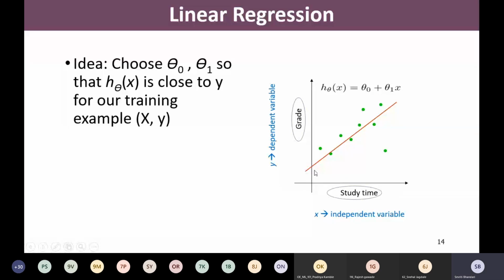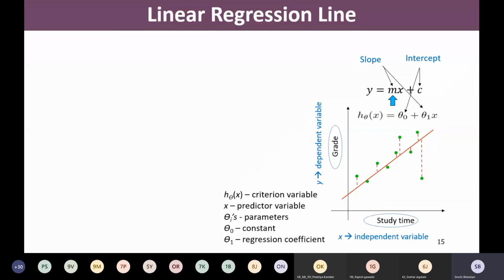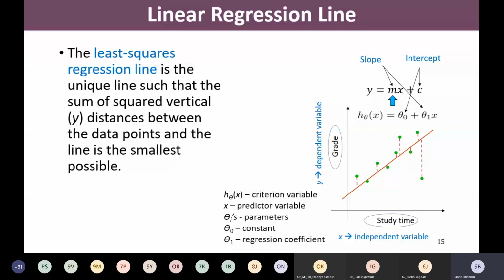This h theta x is very close to given y, right? So in the other way, we may say that the linear regression line is the least squares regression line. Least squares regression line. So what does this mean? See here, we are having these samples.